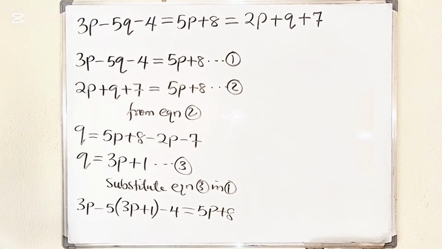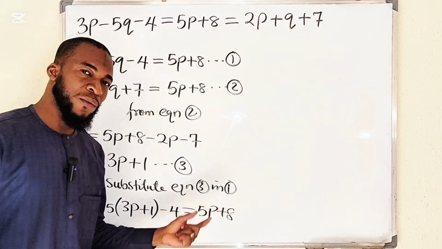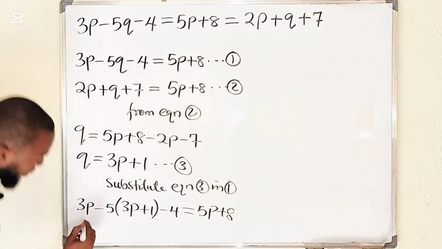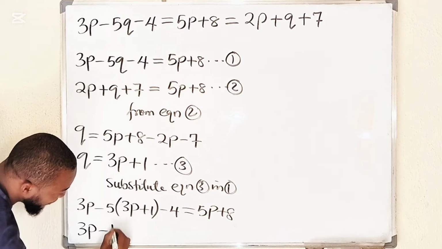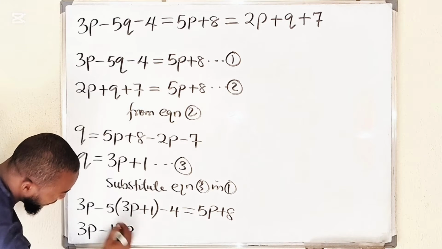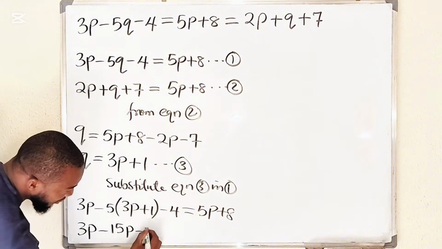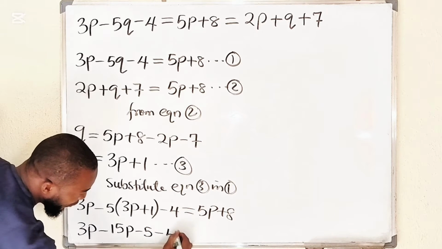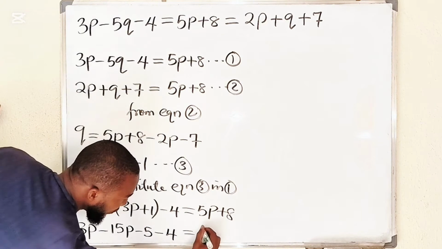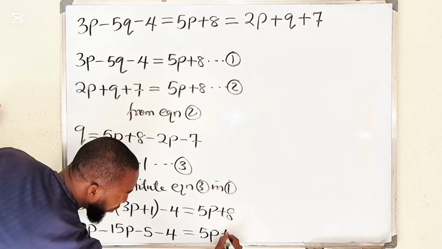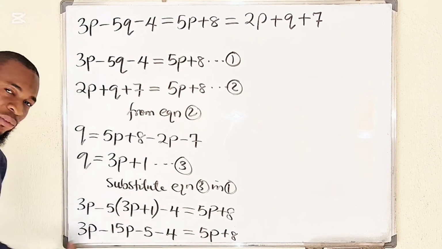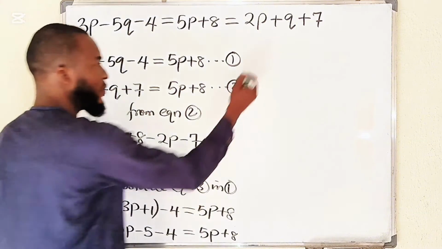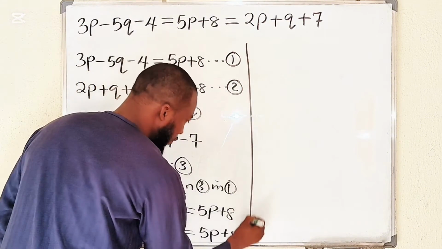So now we are going to solve this equation for p. This is 3p. Minus 5 times 3 is minus 15p. Minus 5 times 1 is minus 5. Then minus 4. This is equal to 5p plus 8. We are going to bring those variables to the left and those constants to the other side.